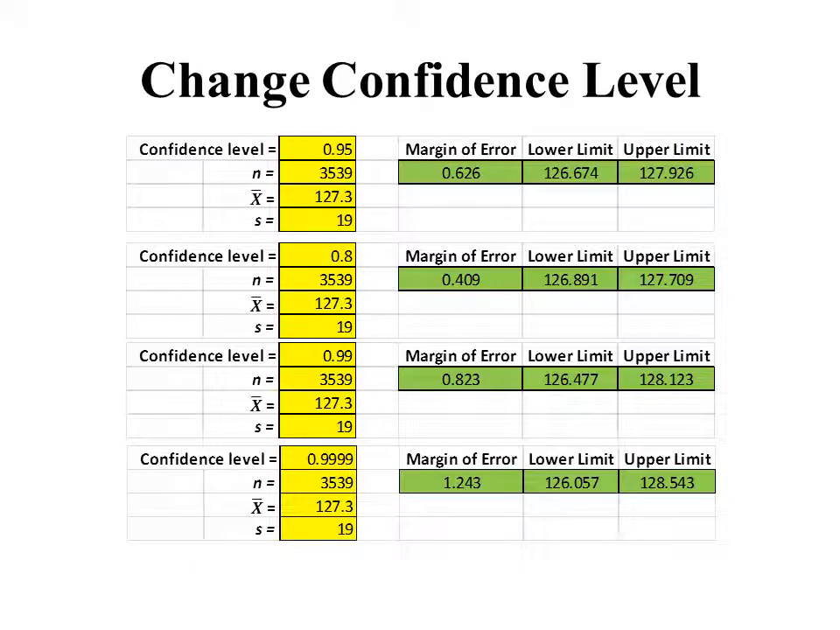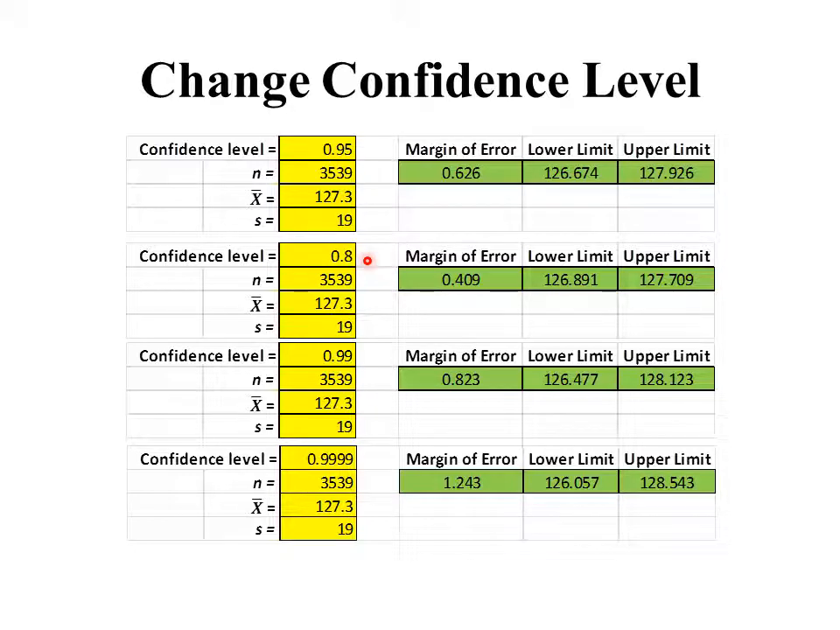Okay. Now let's look at changing some things here. We're going to look at first changing the confidence level. How does the confidence level affect the margin of error and our confidence interval? So here at the first is our original calculations with a 95% confidence level. Here's our margin of error, and here's our confidence interval.